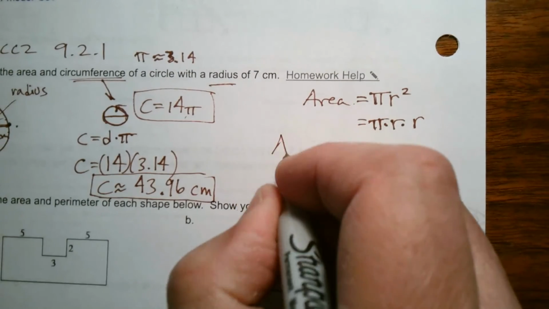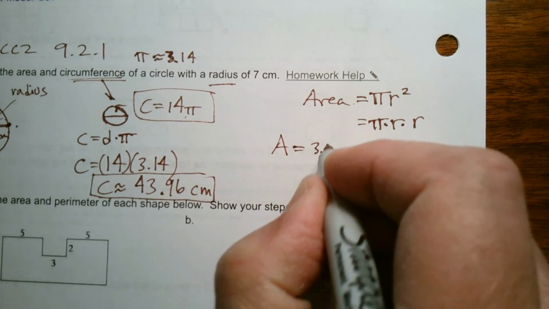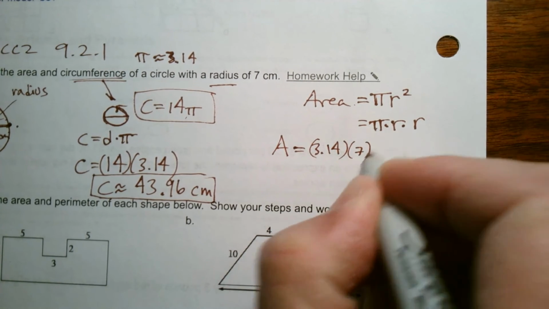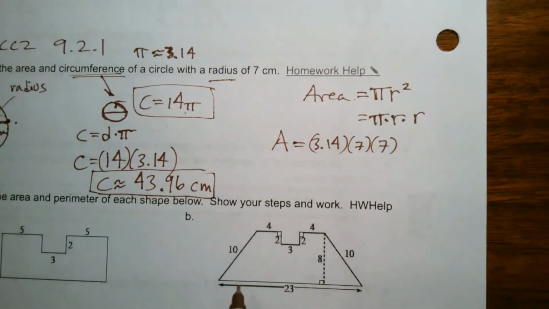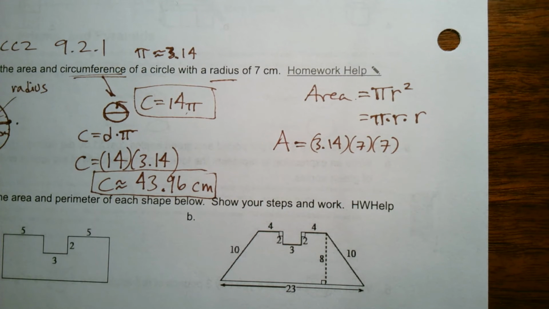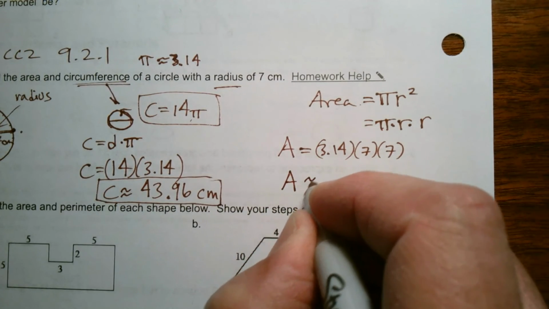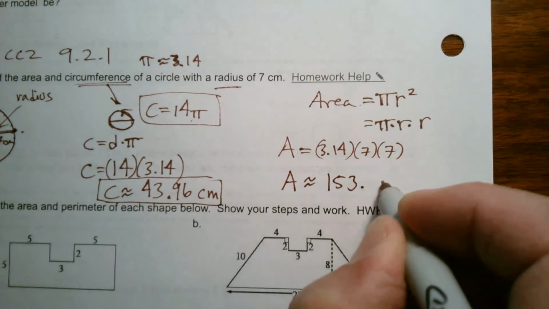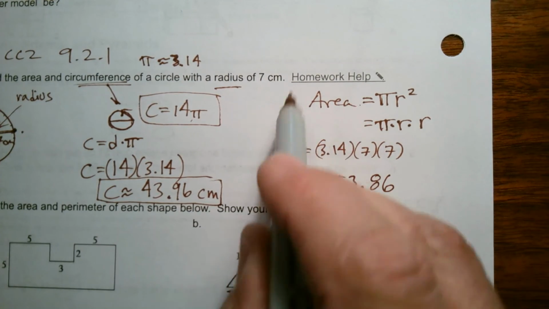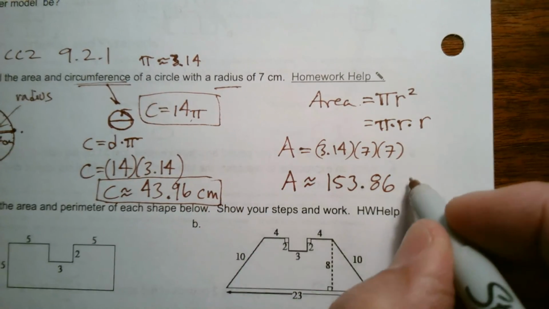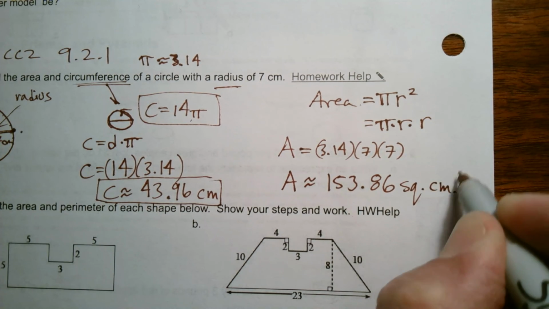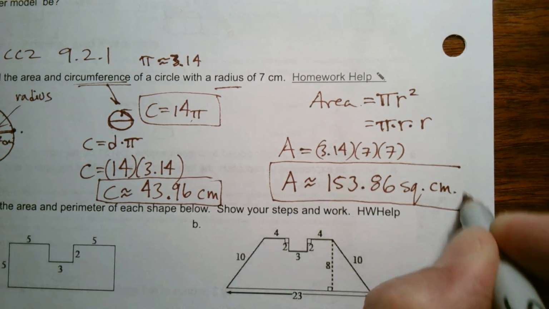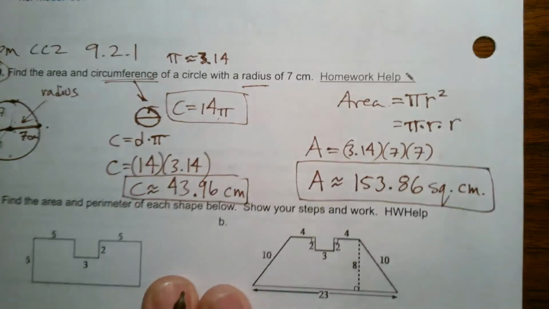So for this problem, we just got to plug that in. And that would be 3.14 times 7 times 7. That's what radius squared means. Okay, so do that math. And when you do that math, you get, for area in this case, and I'm going to use the approximate because we're approximating our pi, 153.86. And how do we measure area? It's square units, so it's square centimeters. Okay, square centimeters. So there's my area, there's my circumference. Right, there we go.